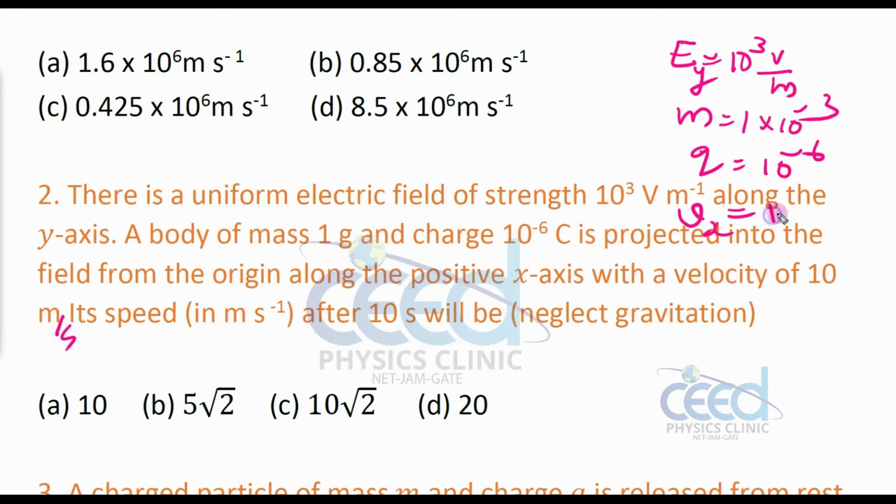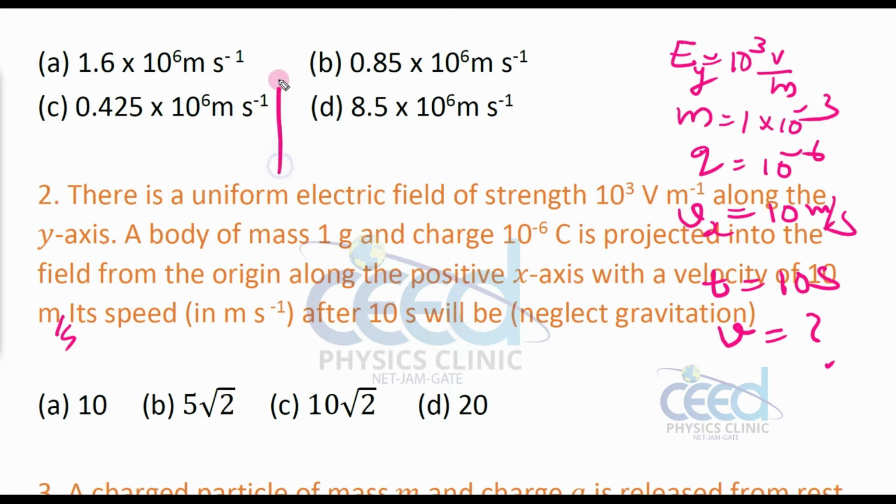Alright. The velocity unit is 10 meters per second. After 10 seconds, so suppose you consider time t equal to 10 seconds, what will be the speed? So what will be this speed? We need to find v, but vx is given as 10 meters per second. Alright, so this is a very interesting question.